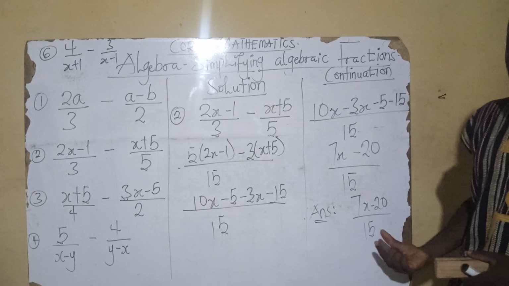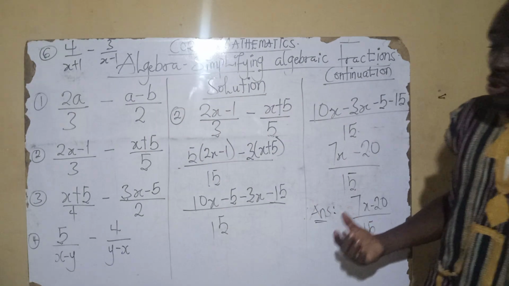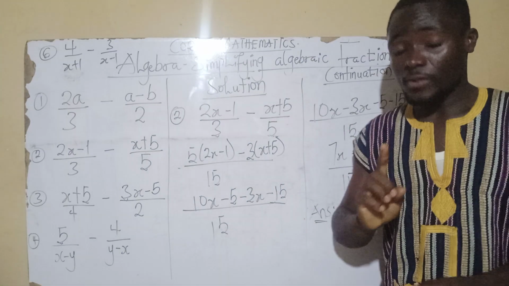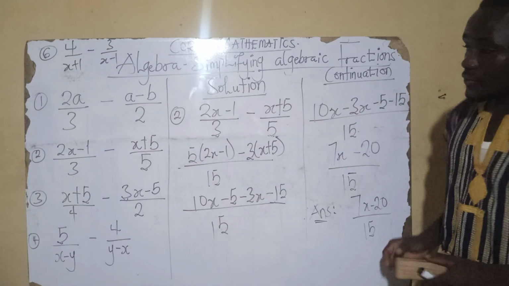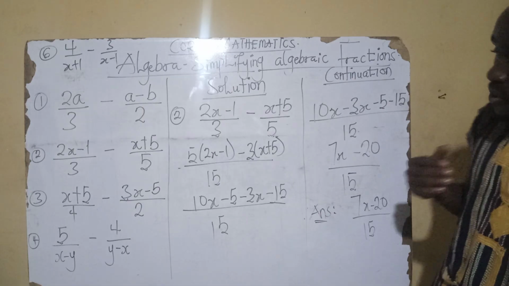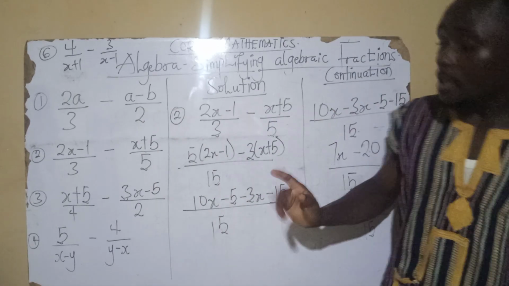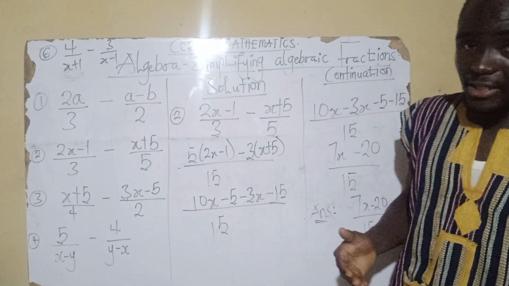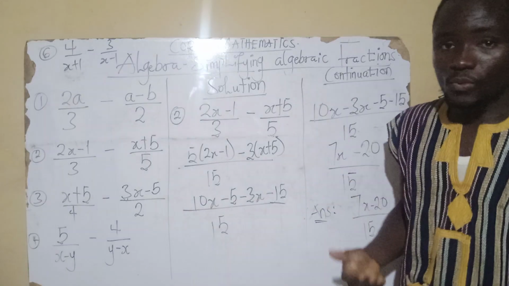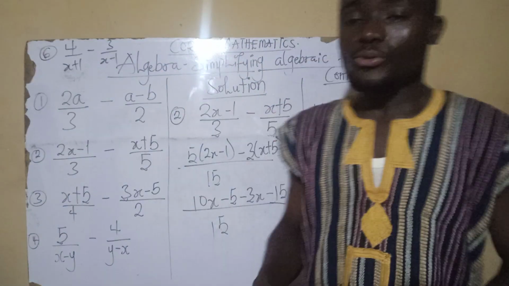Very good. So that is how to go about it, how to solve an algebraic fraction in which the denominator is a monomial. So let's continue with the next question. With the next question, I will leave question 3 for you to try your hands on it. Then I will solve question 4 for you to get it clear. Very good. So let's continue with the process.